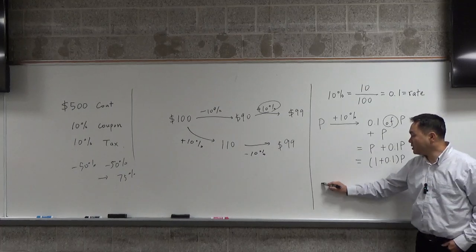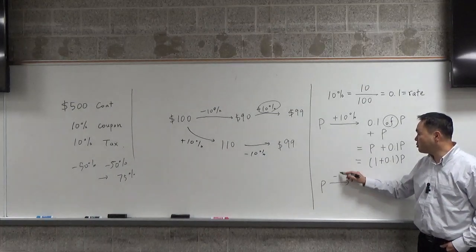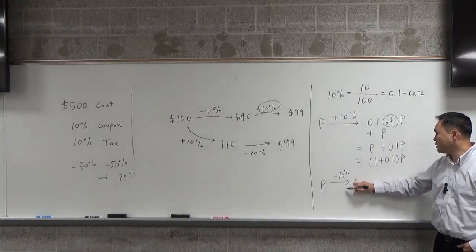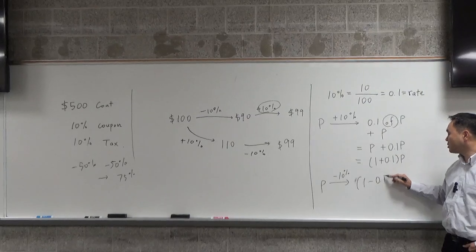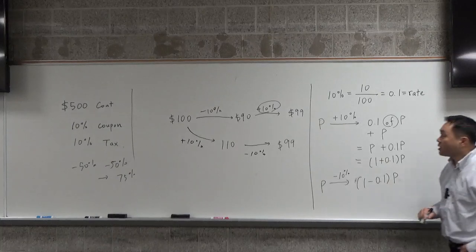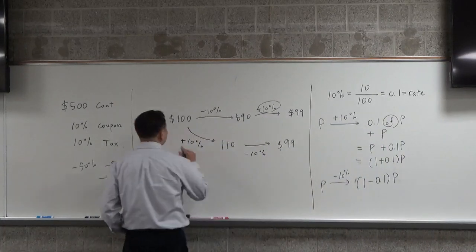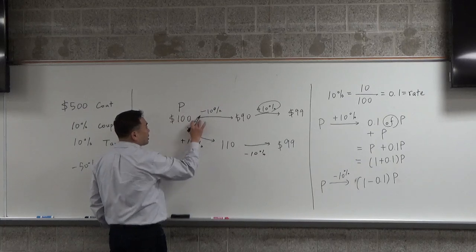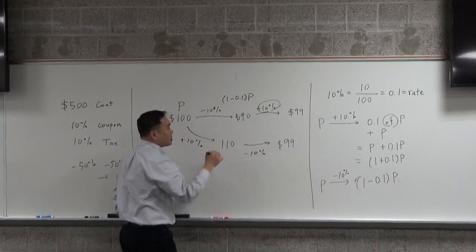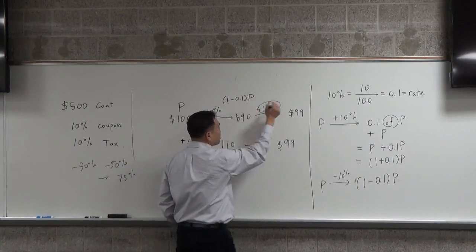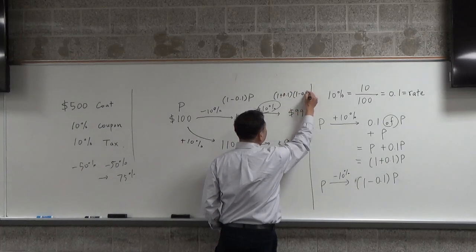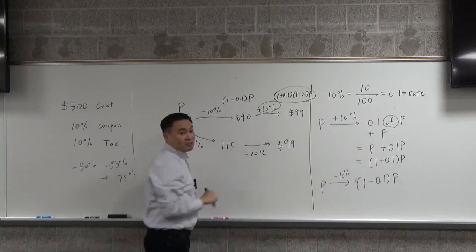Now, seeing this, can you guess how you can decrease by 10%? It will be (1 - 0.1) multiplied by P. So now what you see is that if you start with the original price P, minus 10% means (1 - 0.1) multiplied by P, and then a 10% increase is applied to this, so it's (1 + 0.1) multiplied by (1 - 0.1)P. That's what you get in this scenario.